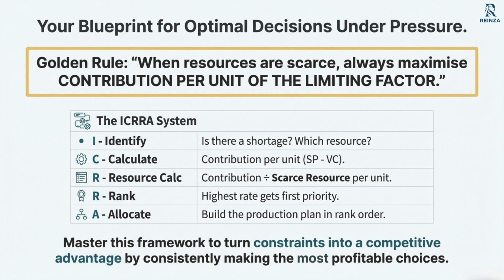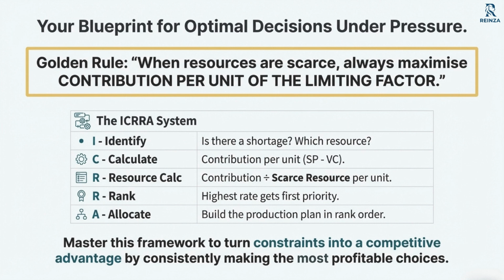And remember your 5-step system. ICRRA. I for identify. Is there a shortage and which resource? C for calculate. Contribution per unit, using selling price minus variable costs. R for resource calculation. Contribution, divided by scarce resource usage per unit. R for rank. Highest rate gets first priority. A for allocate. Build the production plan in rank order.